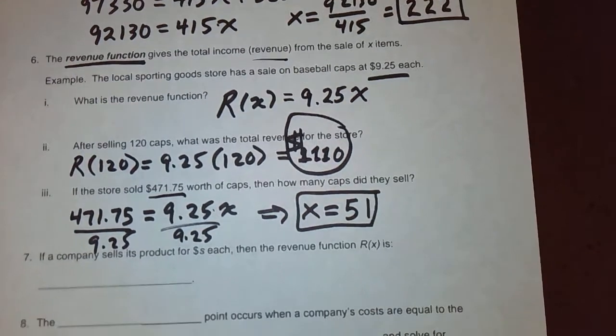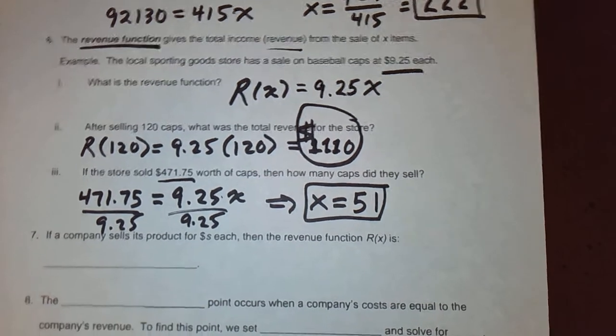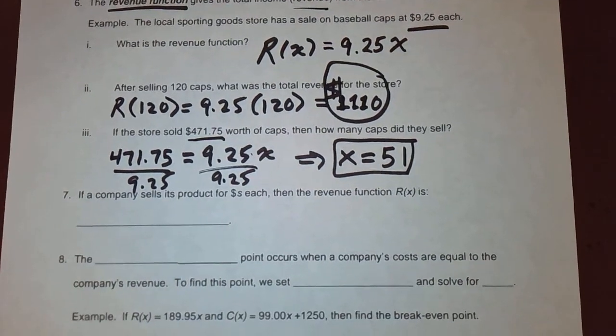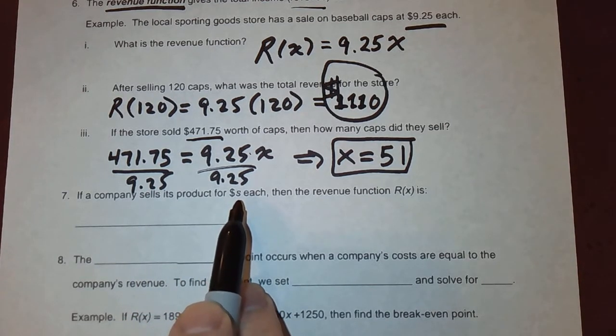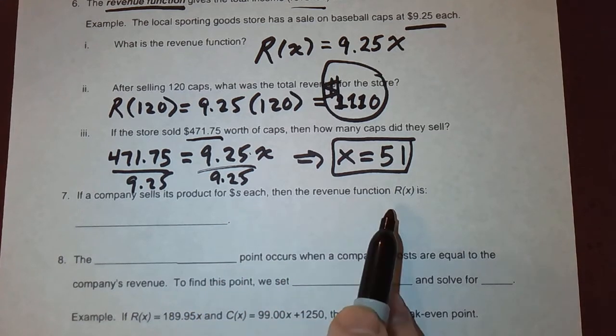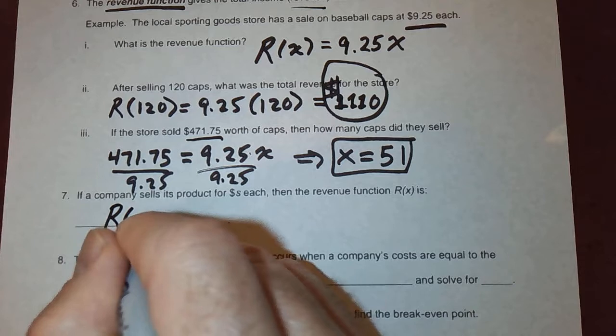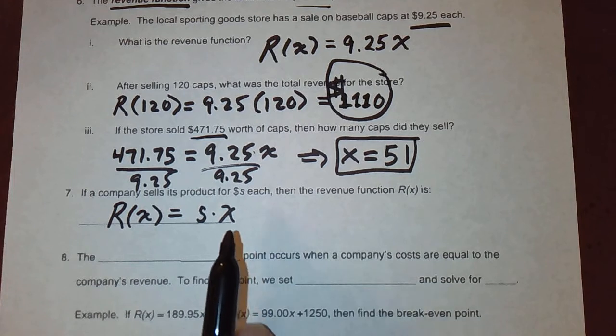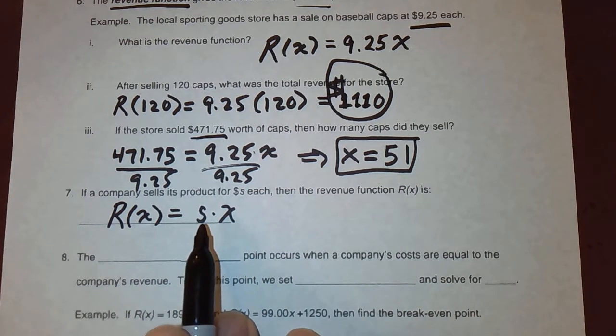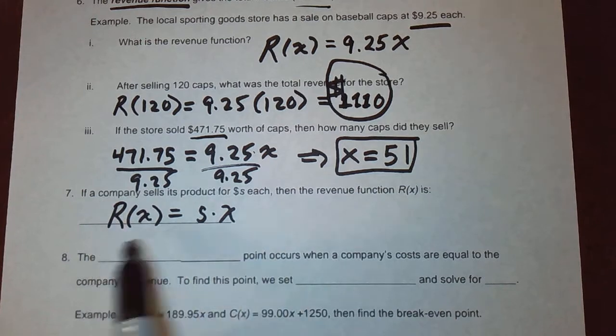All right, number 7. This is kind of generalizing what we just did. It's a formula we need to memorize. If a company sells its products for, and that's a little s for sale price maybe, if each product sells for s dollars, then the revenue function is simply R of x equals s times x. x is the quantity, as always, and s is the sales price per unit. So here's a formula we should remember.